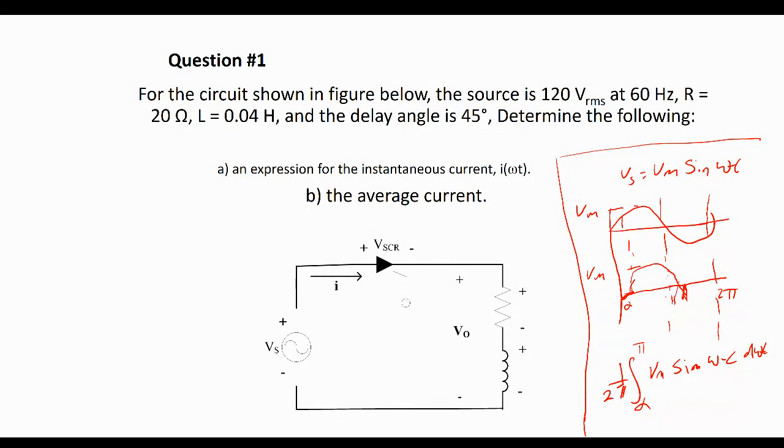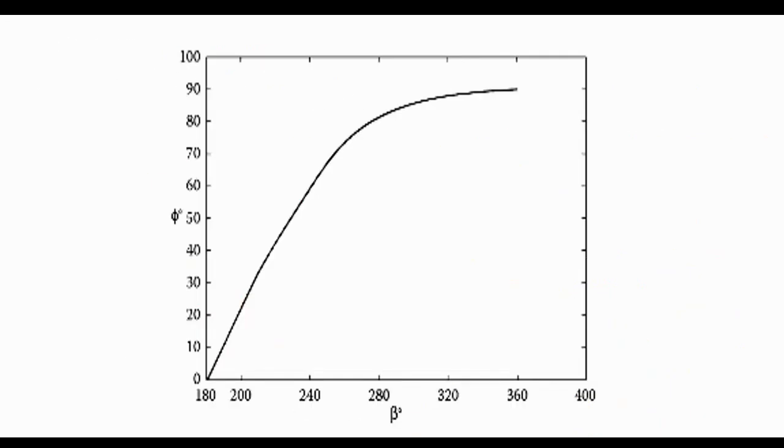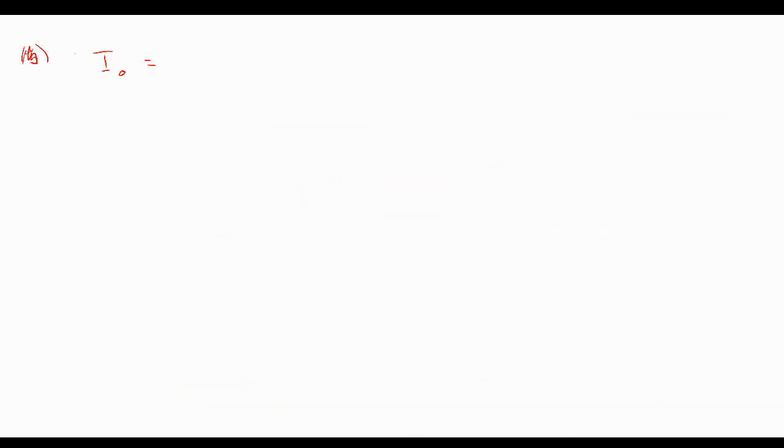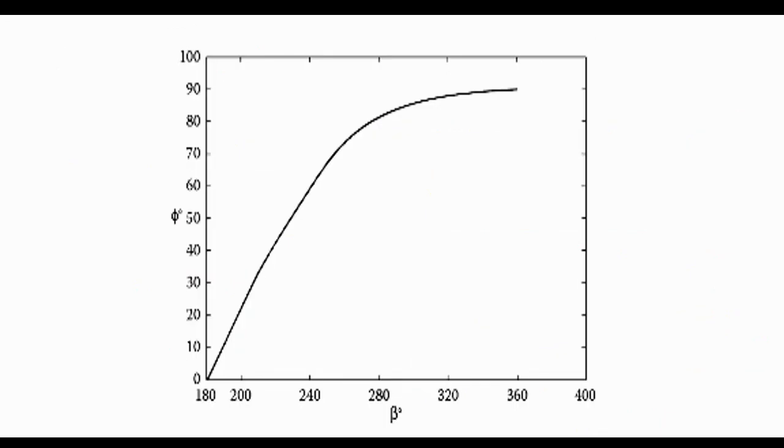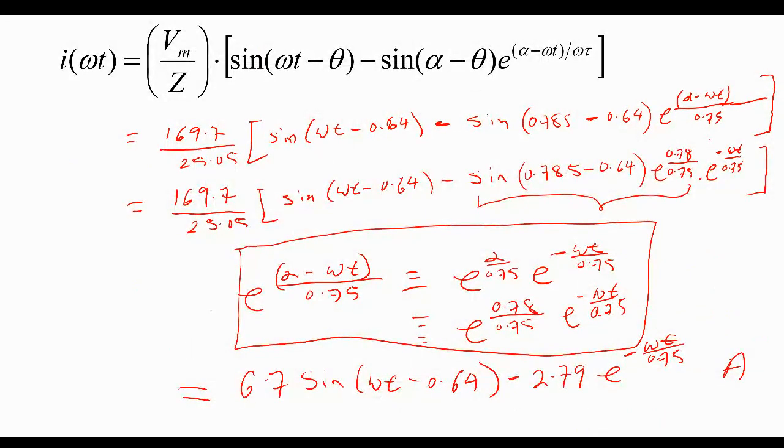So we can consider our beta here, and for our average, what's beta? What's the extinction angle? We know what our alpha is, so you can find your extinction angle. Are you with me? Yes, sir. All right.